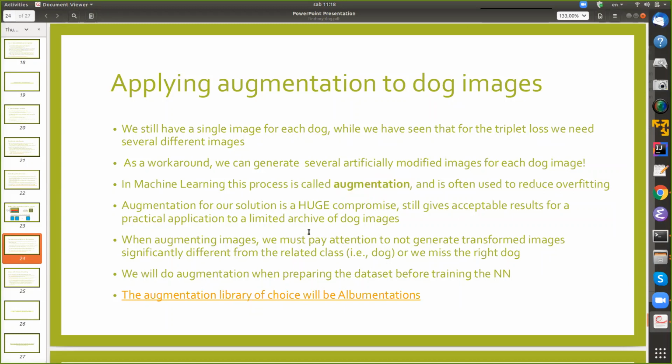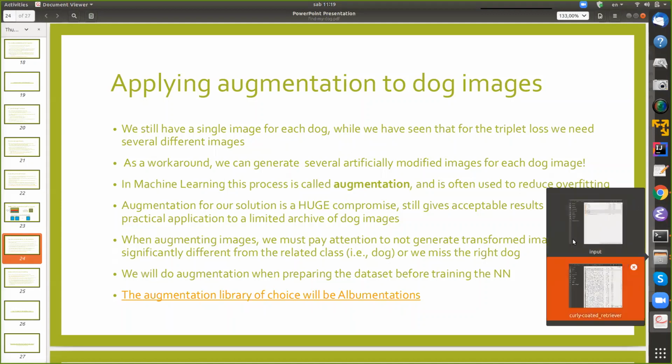For my goal, I could not change the images a lot with my augmentation for each dog, otherwise I would miss the meaning of the class for each dog. If I pick a dog image and I augment it, change the color, and distort the image, the dog might not be recognizable anymore. That would prevent me from saying that the dog belongs to the initial class. So I just use a slight augmentation.